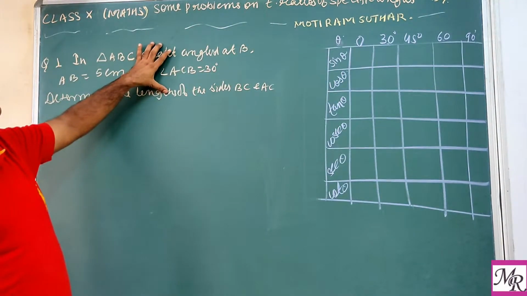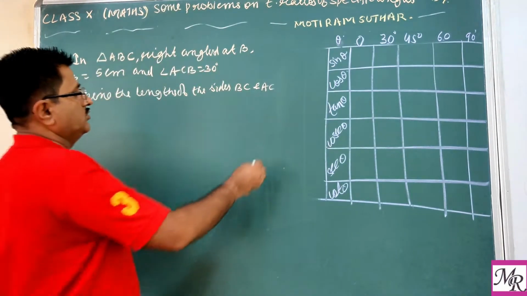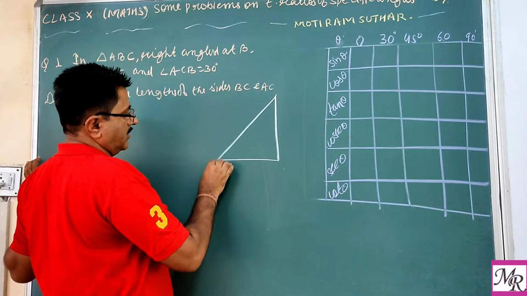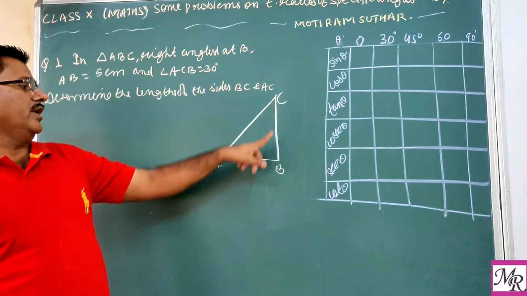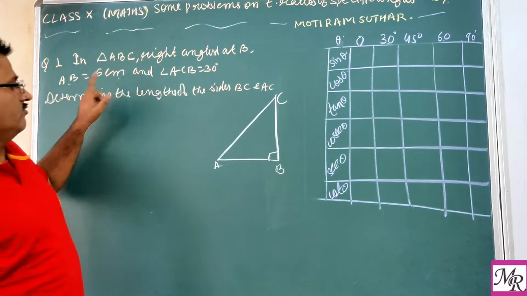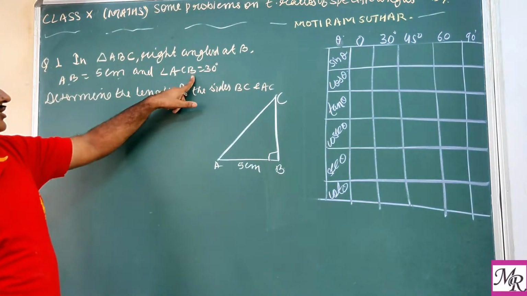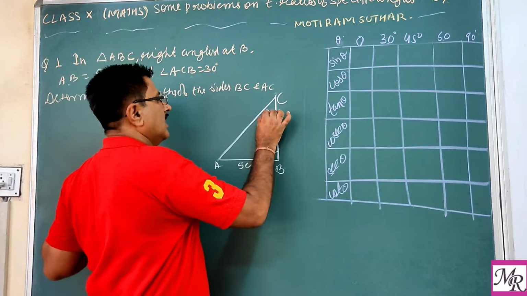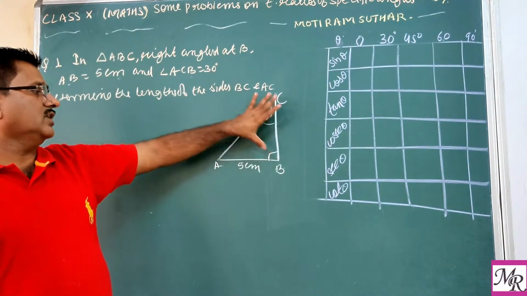Suppose we want to find, in triangle ABC, right angle at B. So we are given a triangle ABC whose right angle is at the point B. And it says AB is equal to 5. This AB is given as 5 centimeter and angle ACB is given as 30 degree. Then we have to find BC and AC.